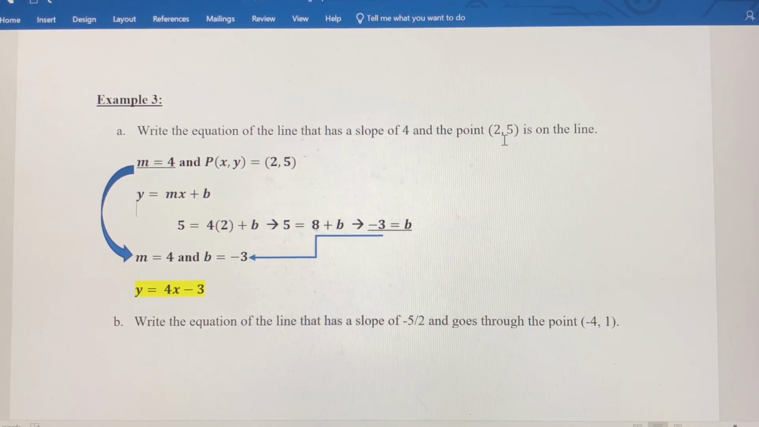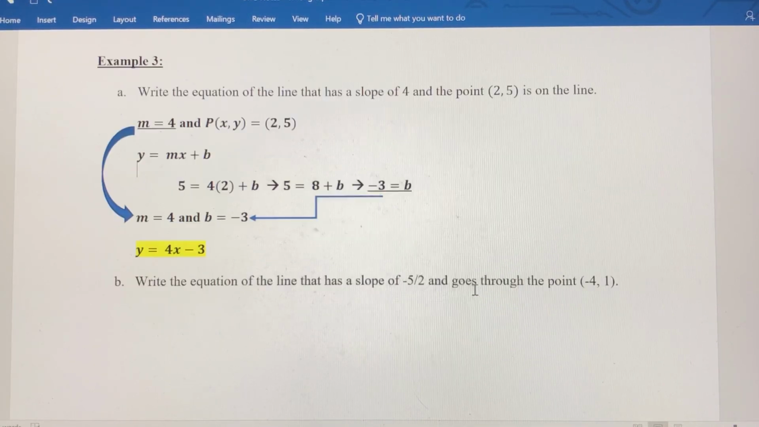Okay. Now, if you want to verify that, you can go graph this information. You can plot this point and use the slope of 4 to continuously find other points that are on the line. And what should happen is the line should cross the y-axis at -3. Okay, but that's how you're going to do this problem. All right. So pause the video here.